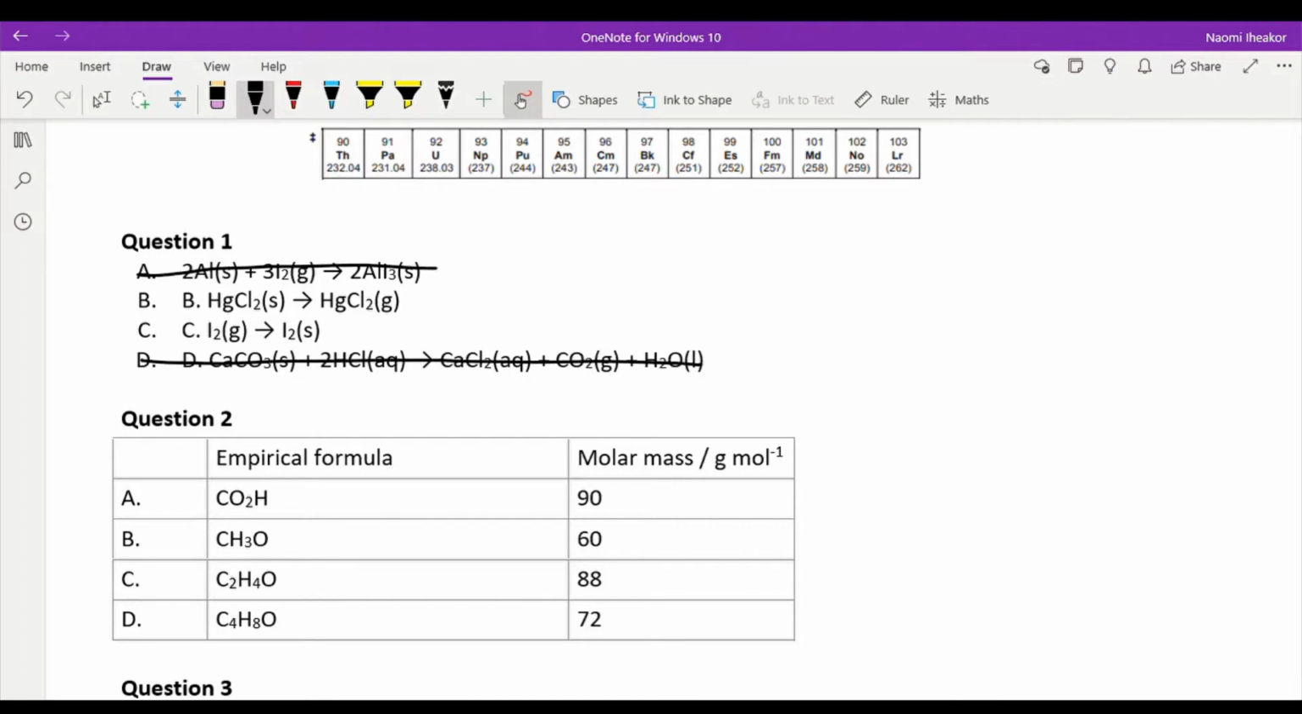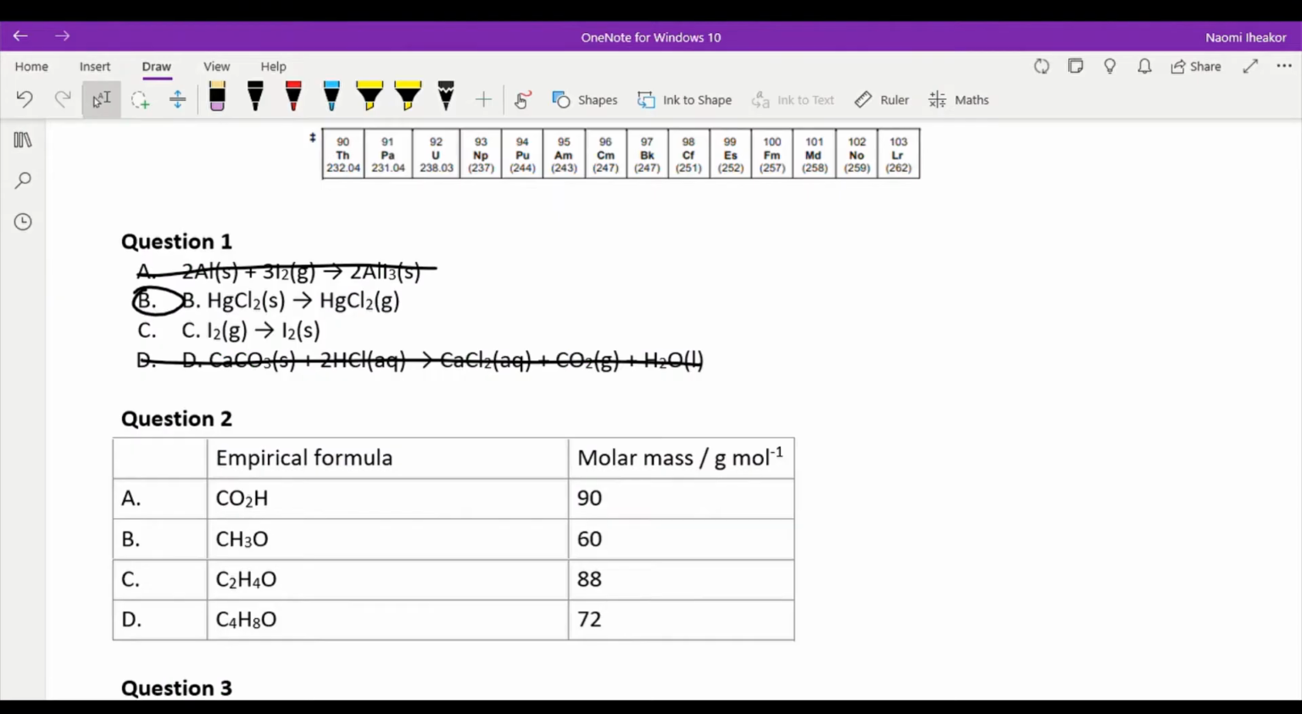Now sublimation is going from solid to gas, and so that's why B would be the correct answer, because we can see here we're going from solid to gas. So we need to look at our states, whereas in C we're going from gas to solid, so that's desublimation. So B is correct because we're not looking for desublimation, we're looking for sublimation. Sublimation is going from solid to gas. So B is the correct answer for question 1.